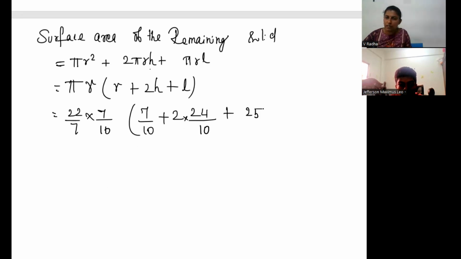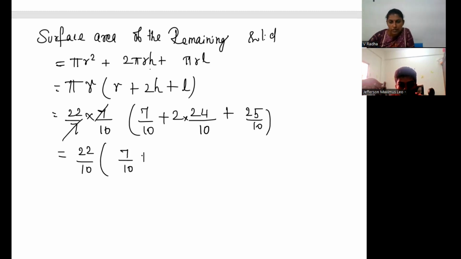Now the benefit of fractions is that simplifying makes the work easier. At last, we will convert to decimal form. This gets cancelled, so 22 by 10. Here 7 by 10, and it's 48 by 10. So 25 by 10. All have the same denominator. Just add up and put a decimal point. That is very easy. There is no need for cancelling now.